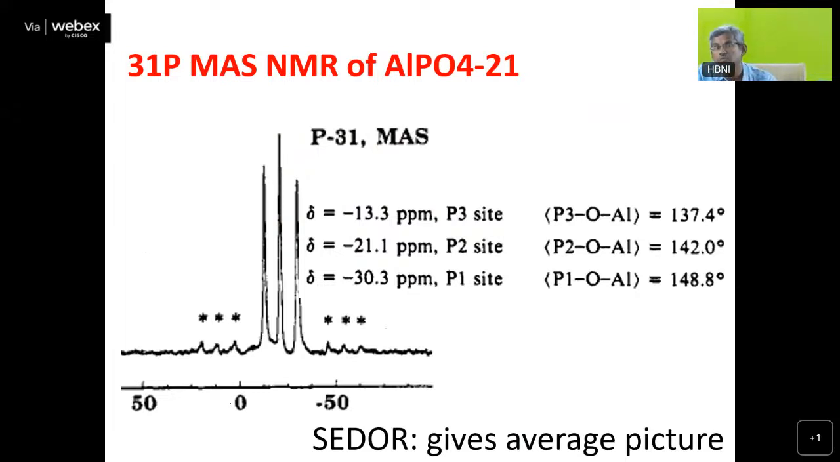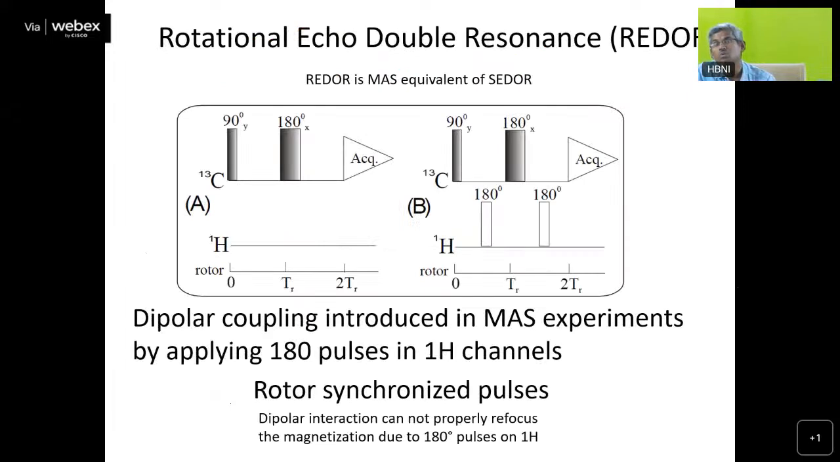So there are three different types of phosphorus, and if you do a SEDOR experiment, what you get is an average picture. So for that we move to a technique called REDOR, rotational echo double resonance. In rotational echo double resonance, the principle is the same. The only thing is we are doing magic angle spinning. We also spin the sample. In SEDOR, we do the experiment in the static mode, and in REDOR, we do it by spinning the sample.